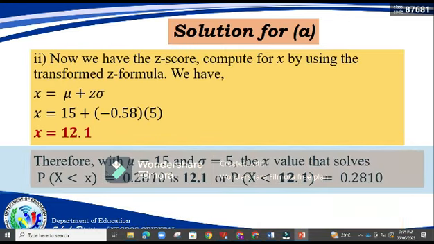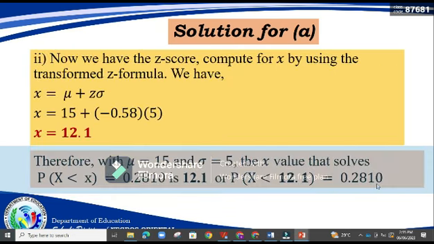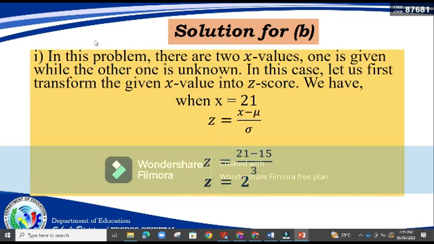Okay, therefore with mean is equal to 15 and standard deviation equals 5, the x value that solves P, probability when x is less than x, is equal to 0.2810 is 12.1, or P, the probability when x is less than 12.1 is 0.2810. So, okay, that's it. I hope you were able to follow. Now let us proceed to this letter B.